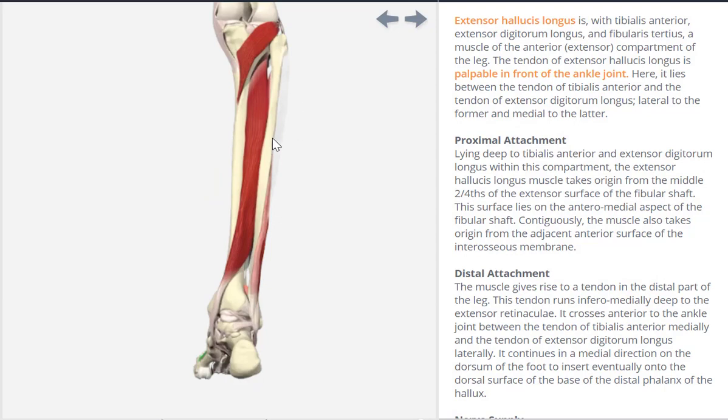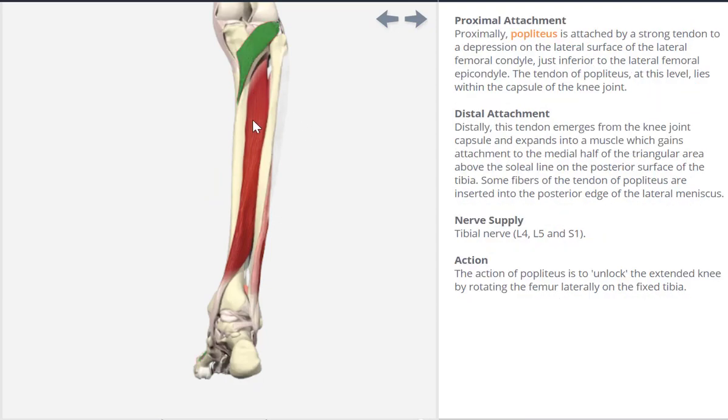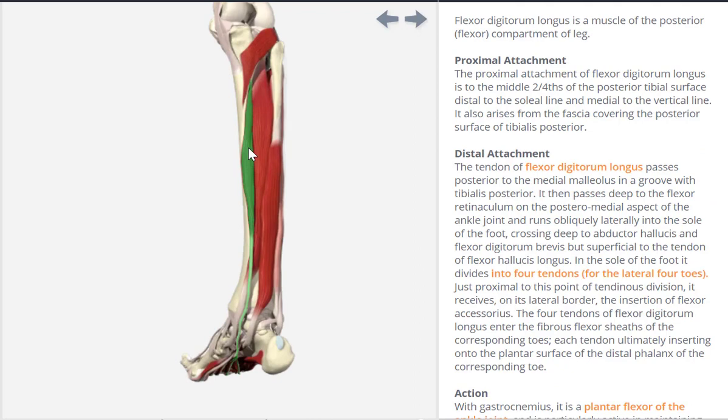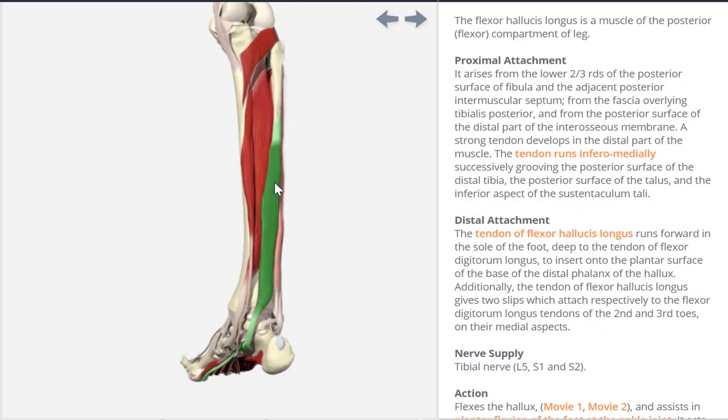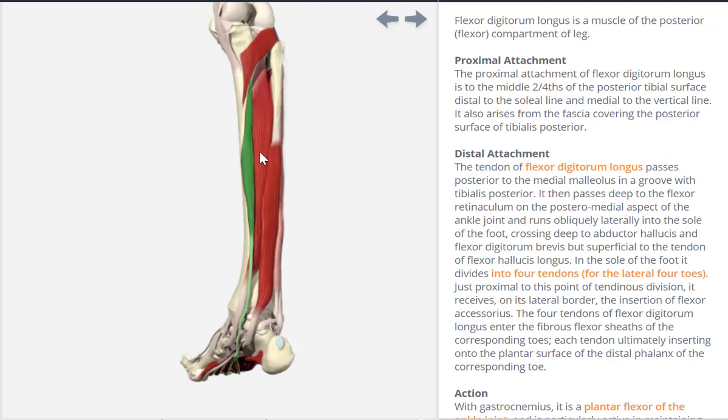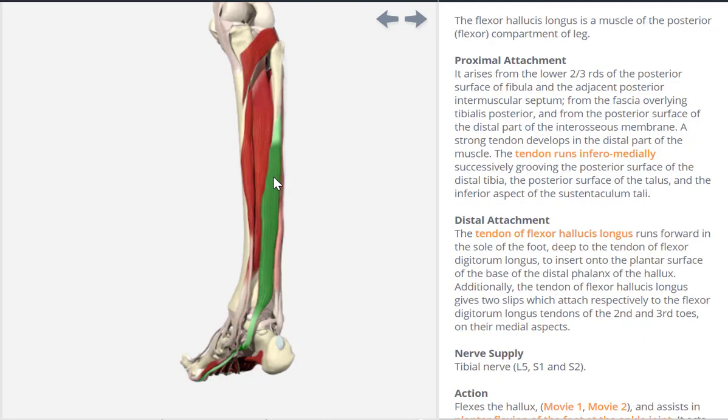Posterior view, we're in the deep posterior compartment: popliteus, tibialis posterior, flexor digitorum longus, and flexor hallucis longus. So you want to look at this. Flexor digitorum longus is here, tibialis posterior is there, flexor hallucis longus is there, and then these tendons actually cross at the ankle joint, and we'll look at that later. Which tendon is where when we get to the ankle joint for dissection.